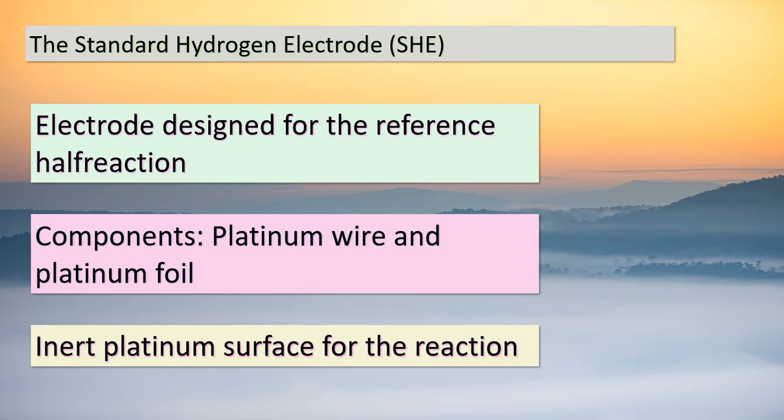When we connect the SHE to our chosen reference potential of 0 volts, it becomes a reliable point of comparison for determining the standard reduction potentials of other half-reactions.